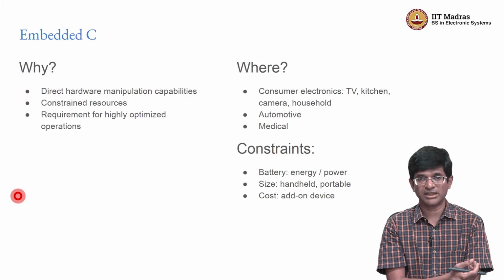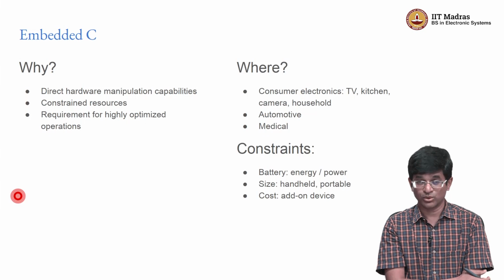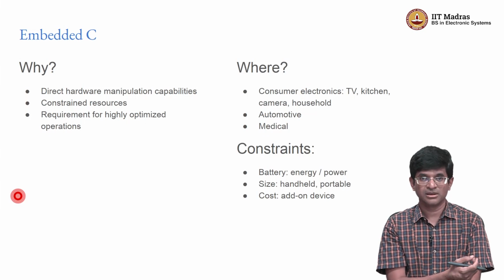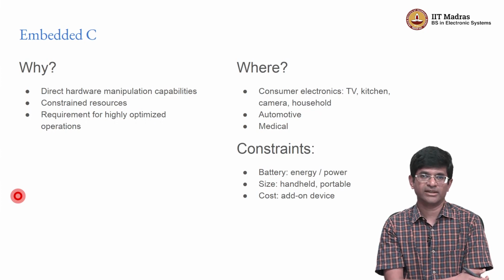You do not want a camera that's the size of a suitcase, you want something that can fit in your hand, right? You do not want a phone that needs a trolley to lug it around, you want something that can fit into your pocket, right? And of course, at the end of the day, you also care about the cost, right? So all of these are constraints on the development of a system.